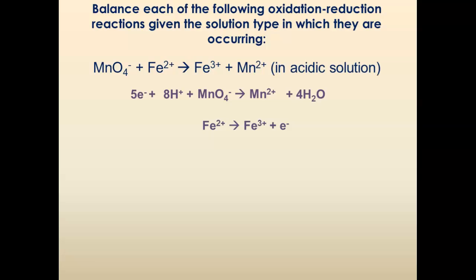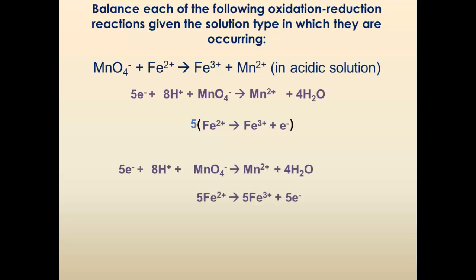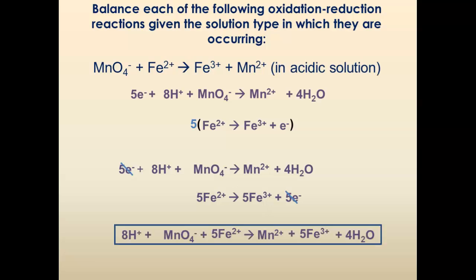To get the electrons to be balanced between the two half reactions, I need to multiply the bottom half reaction, the one with iron 2+, by 5. And once I have done that, I now have 5 electrons on the reactant side as well as on the product side, and I should be able to combine my 2 sets of reactants and my 2 sets of products.